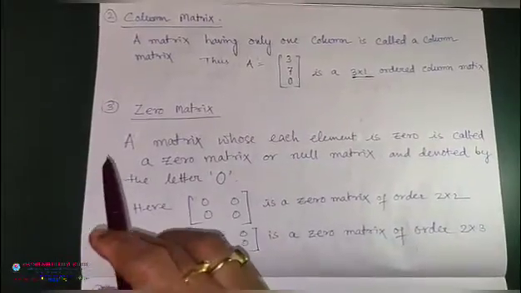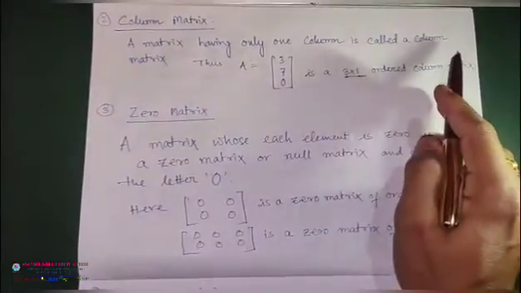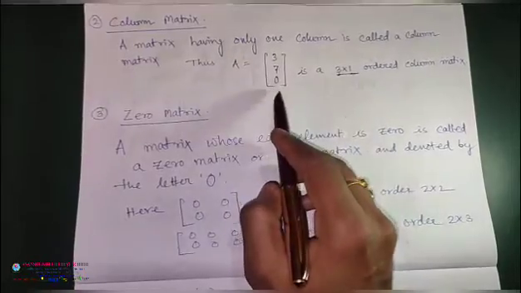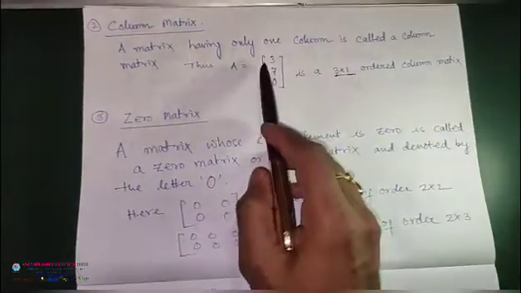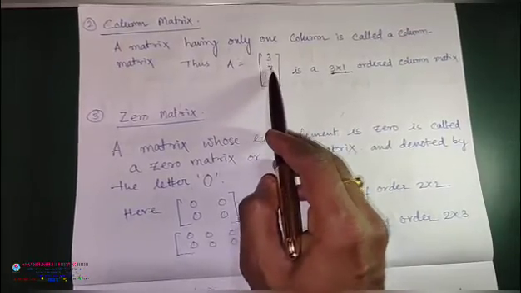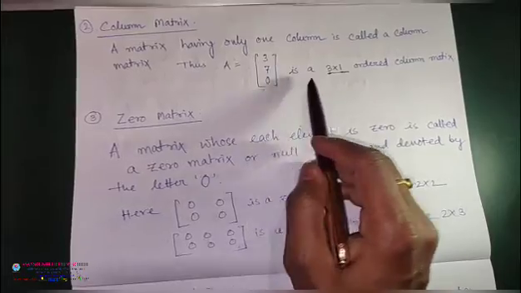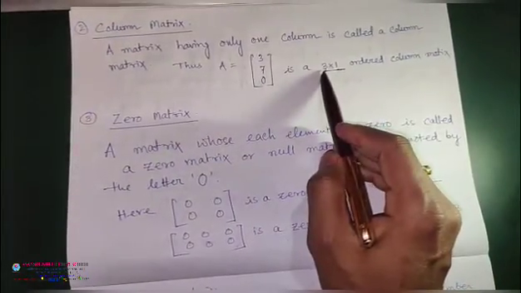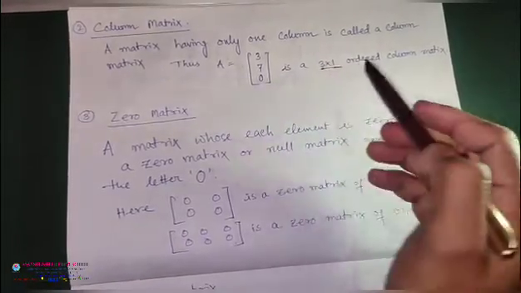Now the second one is column matrix. A matrix having only one column is called a column matrix. Thus A equals to 3, 7, 0 is a 3 by 1 ordered column matrix. See here, the number of rows are 1, 2, 3, but number of column only 1. So it is a 3 by 1 ordered column matrix. Here the first number represents the number of row and the second number represents the number of column.